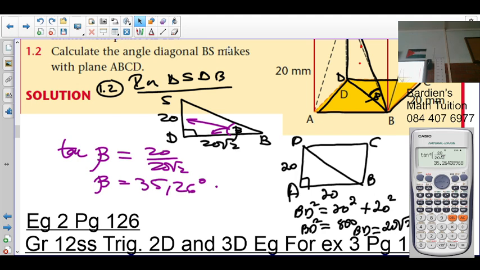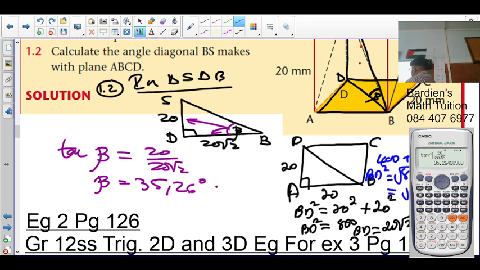So why is it 3 times 20 root 2, isn't it? No, but why? So 800, because that's going to be 4. Remember 20 squared is 400, no? Plus 400 is 800. That is BD squared. Now if we take the square root of that, you ask yourself, what's the largest perfect square that goes into 800? It's 400. So 400 times 2. What's the square root of 400? 20. And that is why the square root of 800 is 20 root 2. Do you understand?